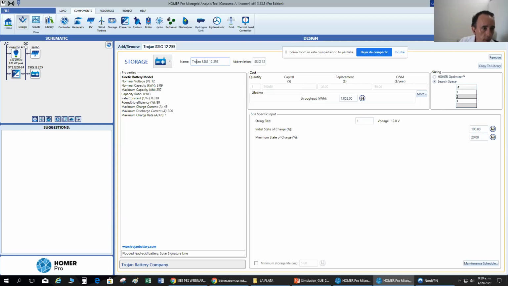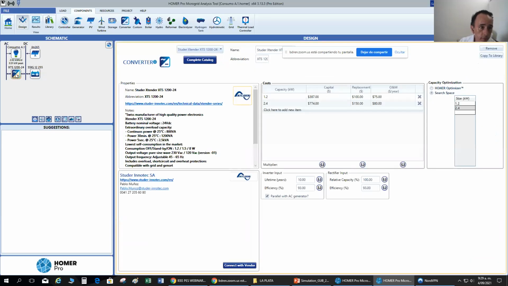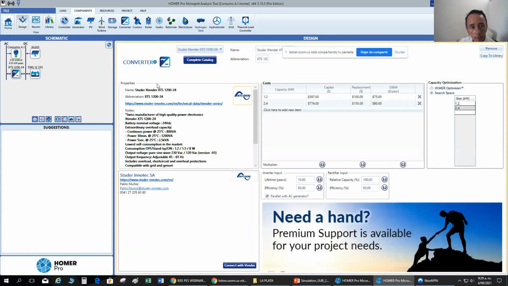This is the bus bar, the DC bus bar, where we connect, as I told you before, the DC technology, that is the solar PV system, and the battery. And of course, the converter. I click on the converter, and it says the converter selected is Studer Xtender 1200 in power. This is the manufacturer, and a web page to see or compare another. Maybe I'd like to have not this one, but another one. Okay, I'd like to erase this one, so I go here, go to remove, and create a new one.